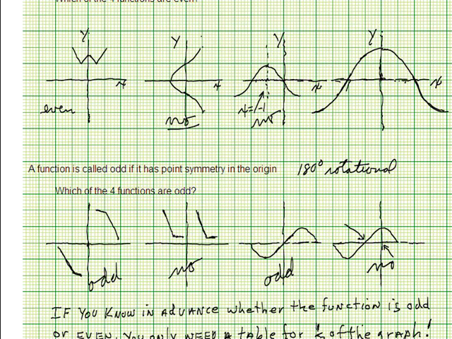So this is not an odd function. Well, why do we care whether a function is even or odd? Well, if you could find out in advance whether a function is odd or even, then you only need half of a table of values to graph it.